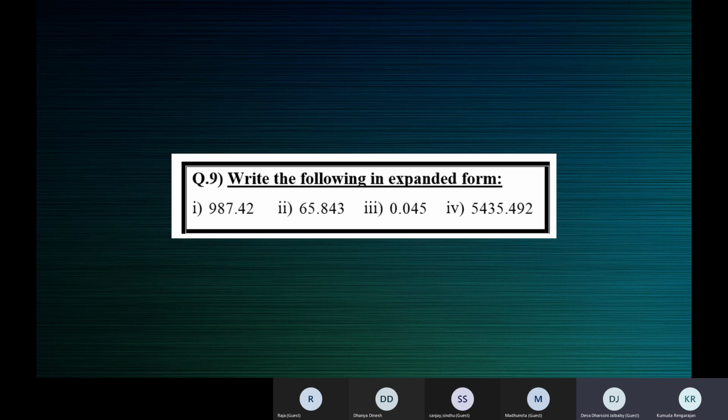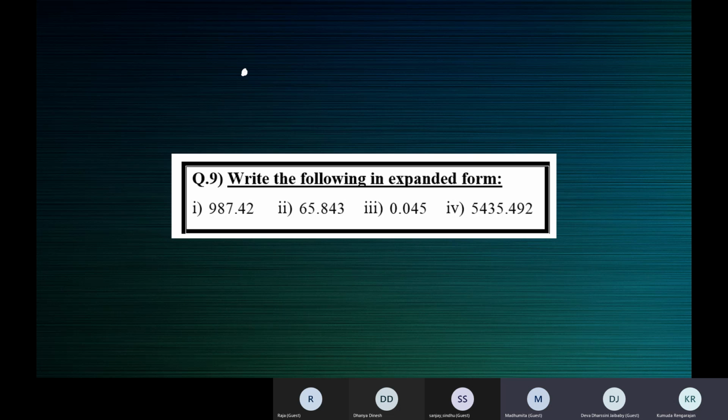Write the following in the expanded form. So this is not new to you. So the place values are like, I think I can show you the answers, it's not difficult for you. But let me just tell me the place values, children.